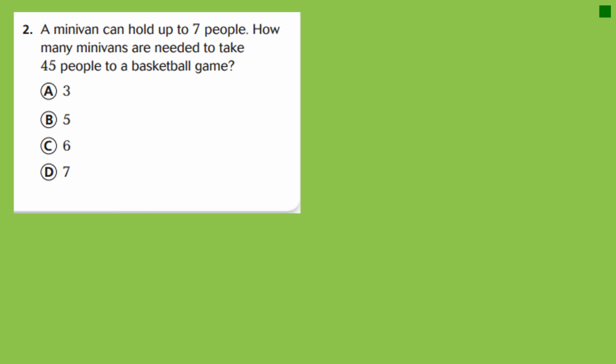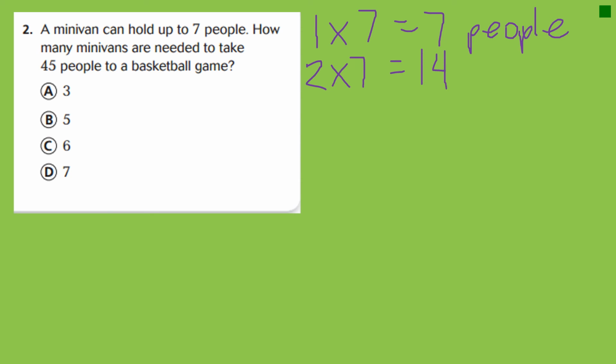All right, we are on the back, number 2. A minivan can hold up to 7 people. How many minivans are needed to take 45 people to a basketball game? You know what? I'm going to bust out my multiples again. Okay? So there's 1 van of 7. That's 7 people, right? 2 vans of 7 is 14. I'm just going to keep writing my multiples of 7 until I get close to 45.